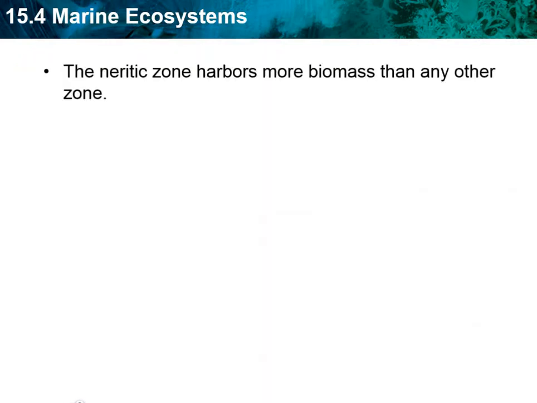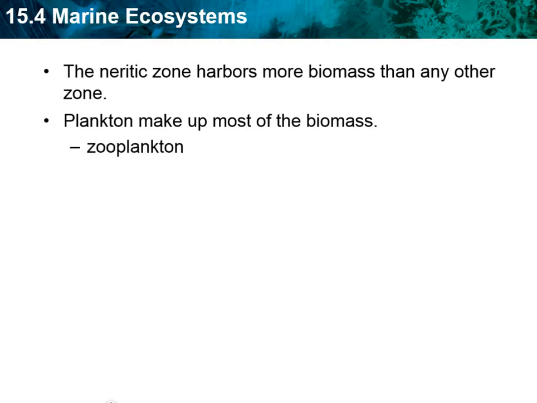The neritic zone is going to harbor most of the biomass in the ocean, so the coastal zone is going to be where you find most of the life. Most of that life is going to be made up of plankton, and there's two types of plankton. You've got zooplankton, which are sort of animal-like ones, and then you've got phytoplankton, which are plant-like ones. And they're also going to be the beginning of the food chain in the oceans, and they're also going to produce a lot of the oxygen on the planet.